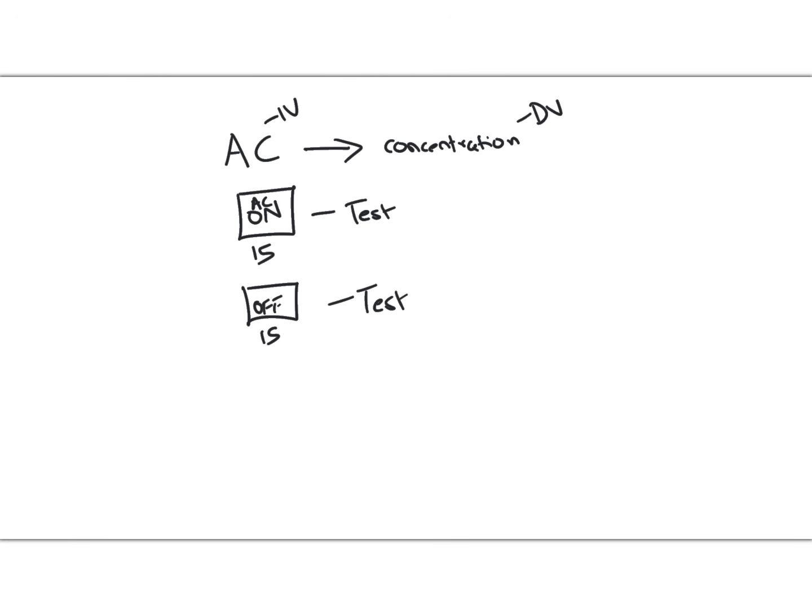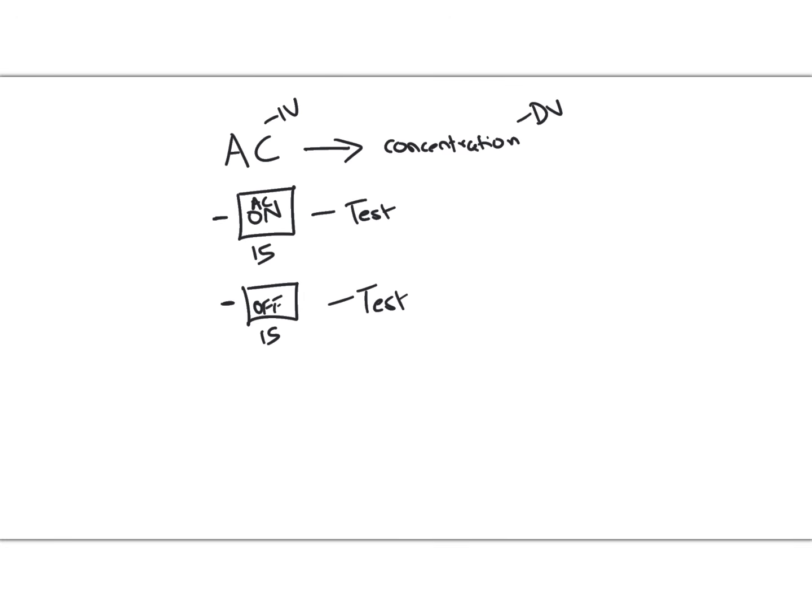So by setting these two conditions, AC on and AC off, I am manipulating the IV. When I say manipulating the IV, this is what I mean: setting two or more conditions of the independent variable. You've probably come across the terms different levels of the IV, different conditions of the IV. This is what we mean by setting two or more conditions of the independent variable, and the researcher can decide how they want to do this. This is completely up to the researcher.